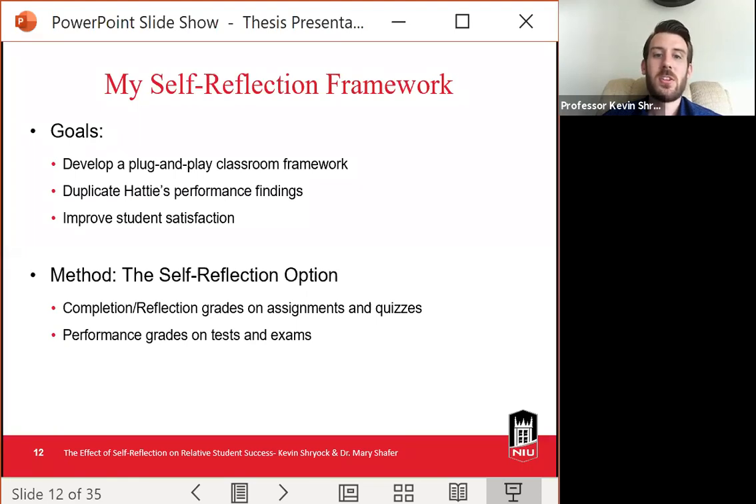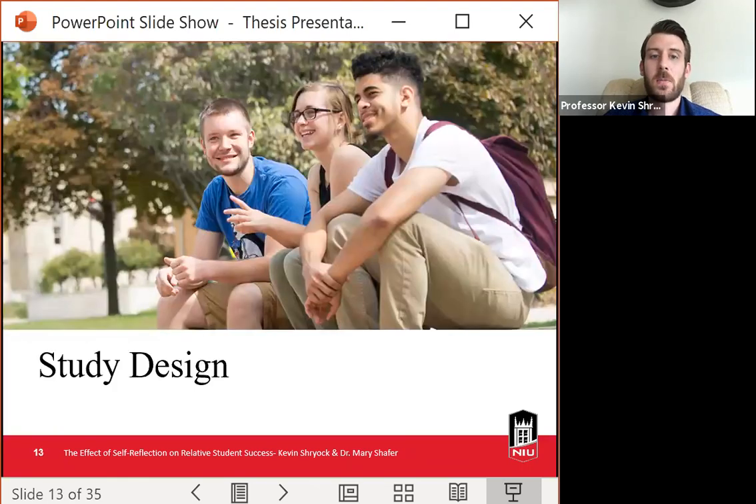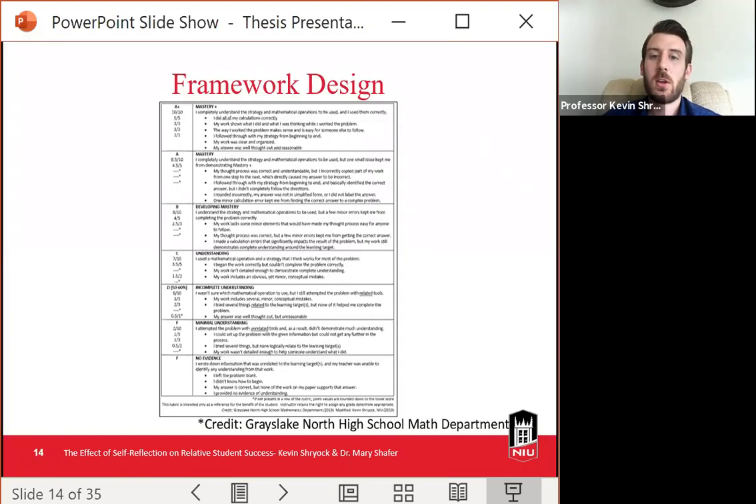So let's discuss this design in a little bit more detail. The cornerstone of the study was its rubric. The rubric was given to all of my students in the experimental class as part of their syllabus at the beginning of the semester. Now, this rubric was unique to my section, and no other sections received this rubric. The rubric itself was modified from one that was developed by Grays Lake North High School in Grays Lake, Illinois. It was used so prevalently there, in fact, that the rubric is provided in every guided note packet that the students are given, and posters referencing this rubric are hung on the walls of each math class.